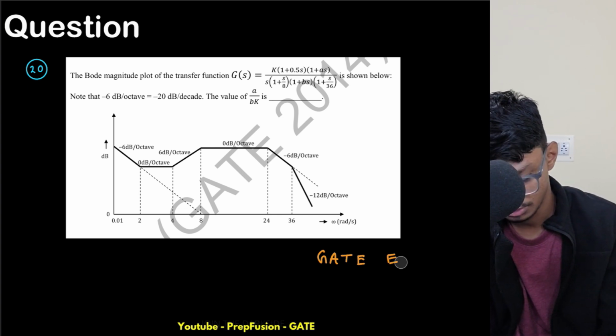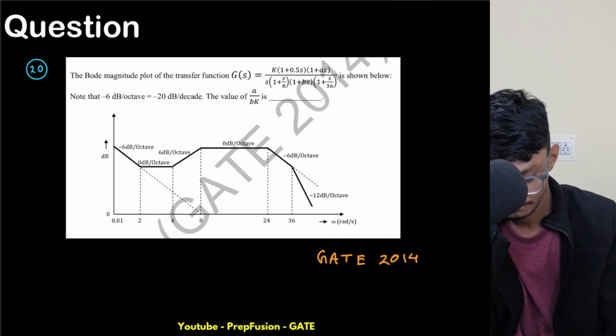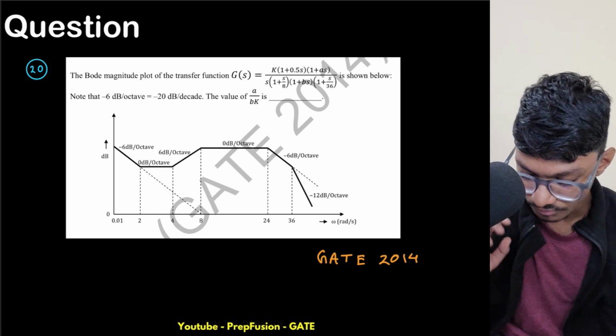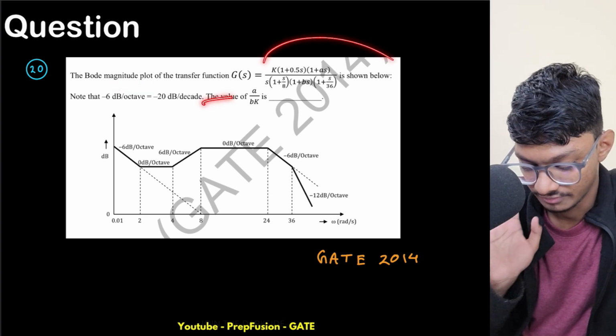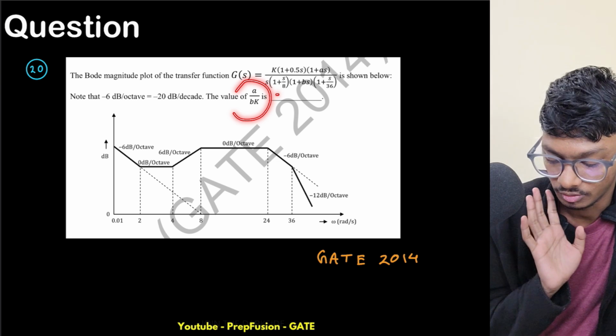I don't remember if this is E or something. So this is 2014. Now, if the Bode magnitude plot of the transfer function is given like this, you have to find A, B, K. All these unknowns you have to find.